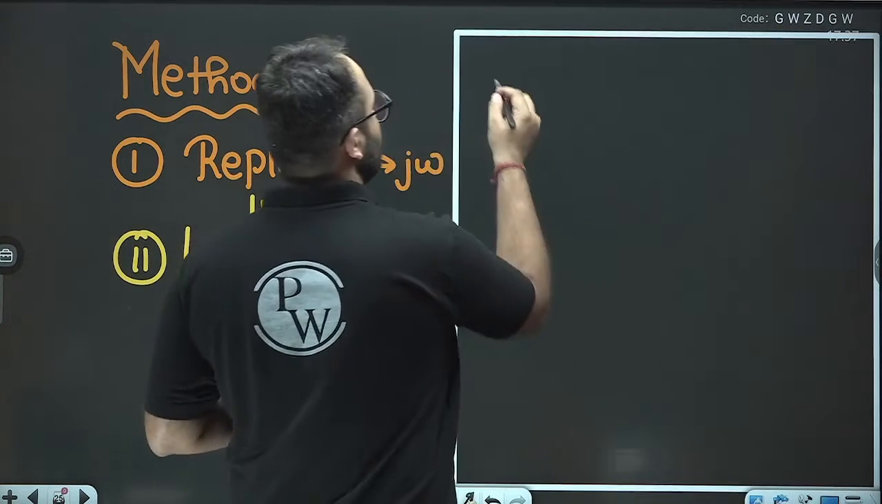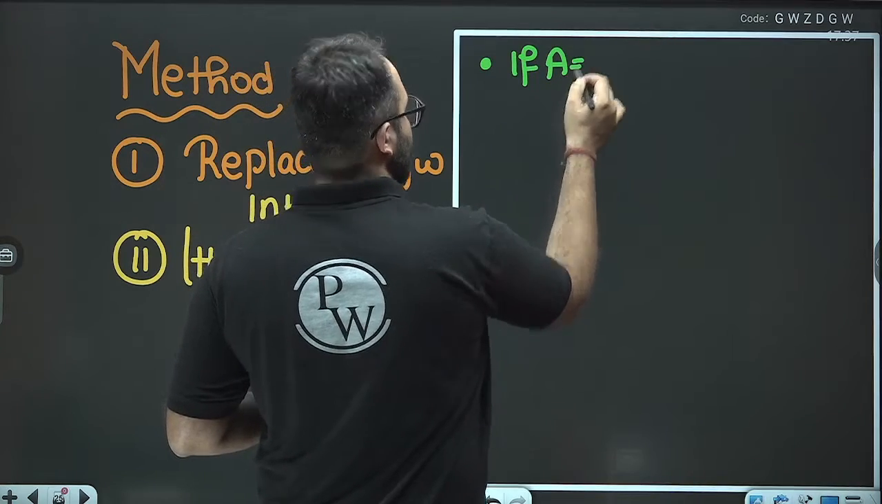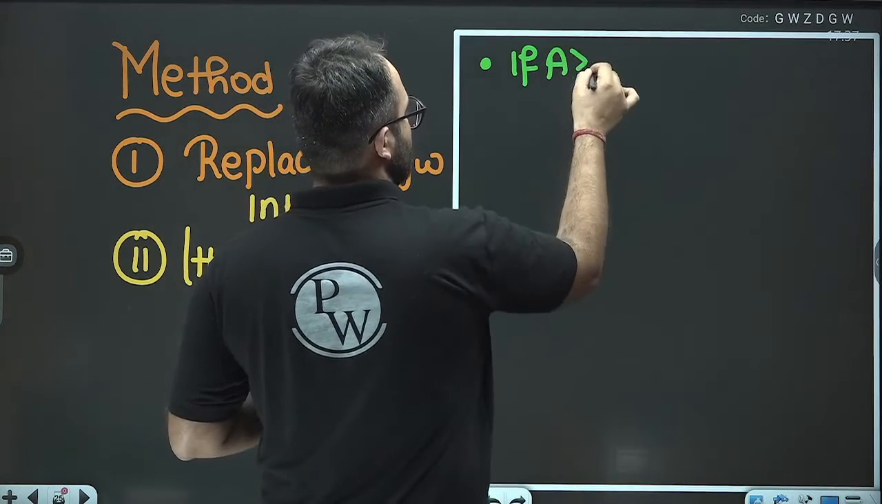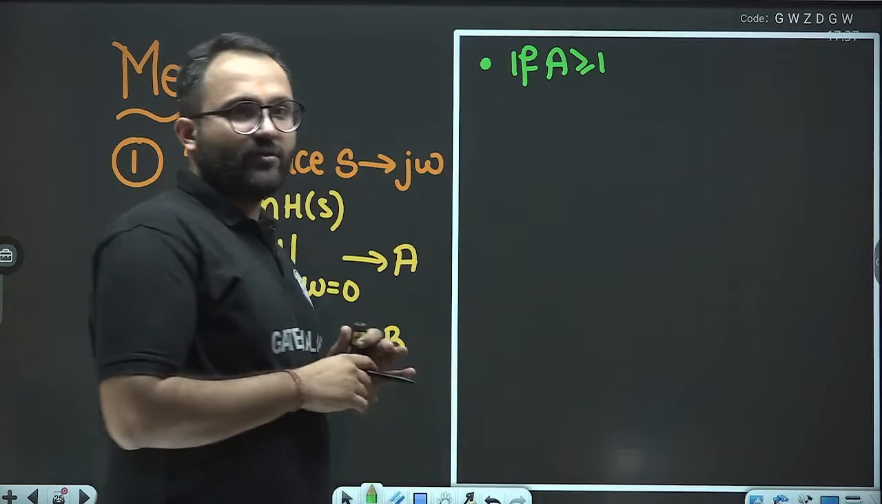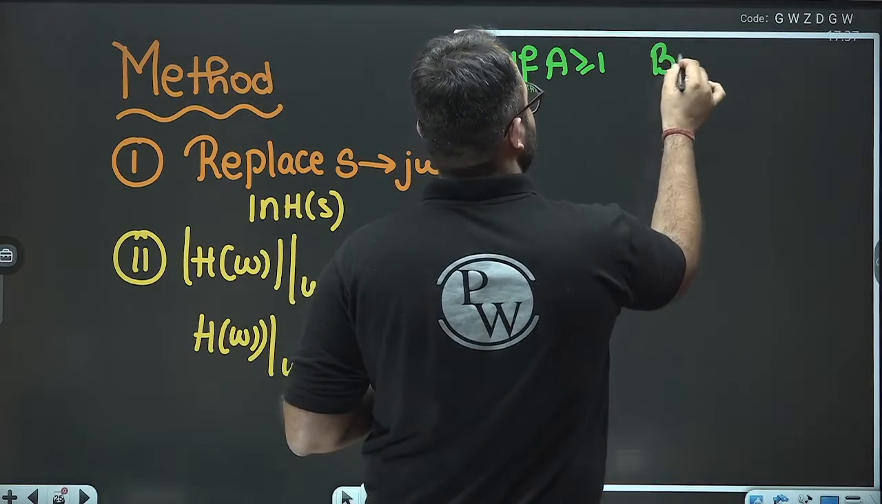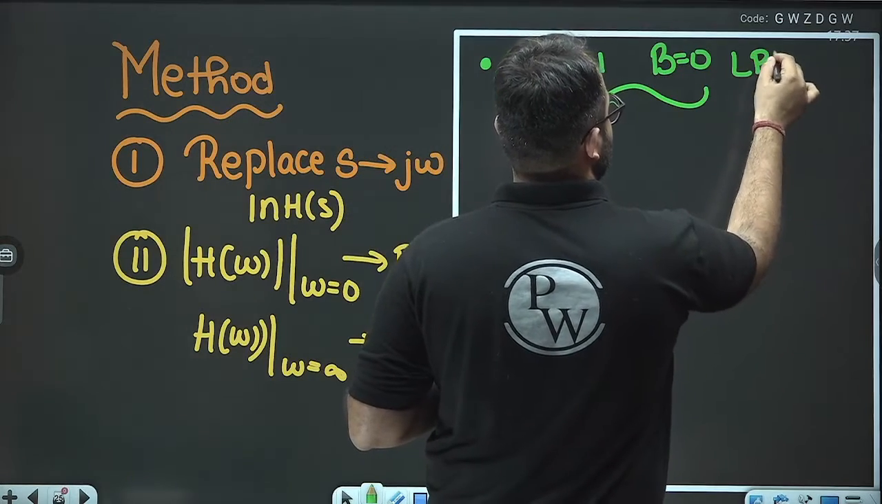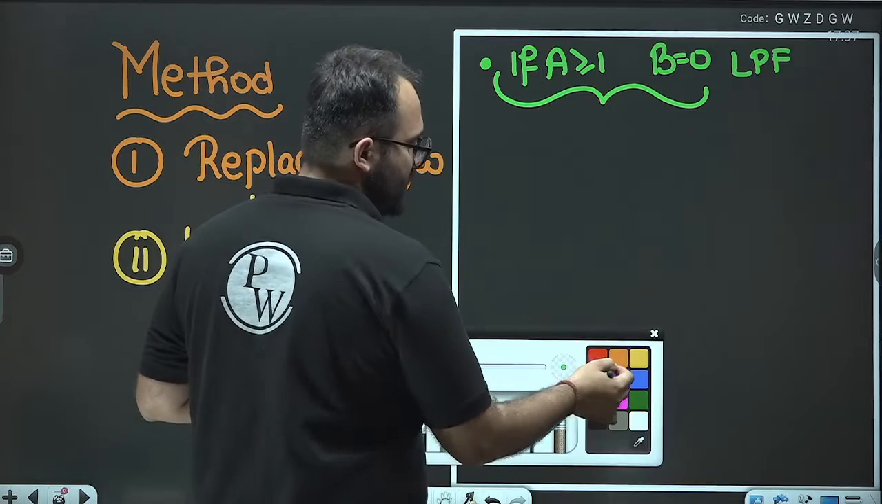Now, if A is greater than or equal to 1, meaning the 0 frequency magnitude is greater than or equal to 1, but B is equal to 0, then it is a low pass filter.